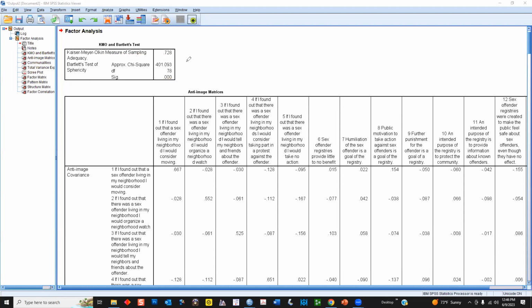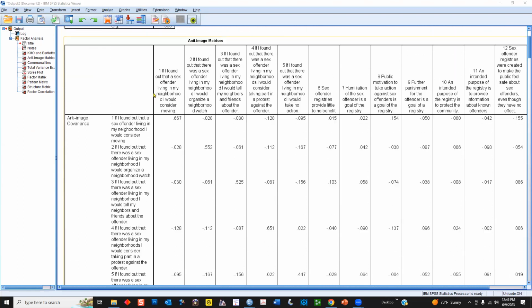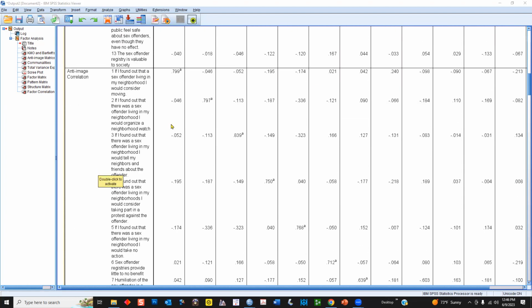You want the KMO for the scale to be above 0.6, ideally up closer to 0.8 or above, so this one is okay. It's nothing special. And you want the Bartlett's test to be less than 0.05 for significance. We see that this one is. Again, it's nothing special, but we want to make sure that we have that in place. Then moving down, you can see that I'm going to pass by all this anti-image covariance. I don't need that for what I'm doing here. And I'm going to focus instead on the anti-image correlation matrix.